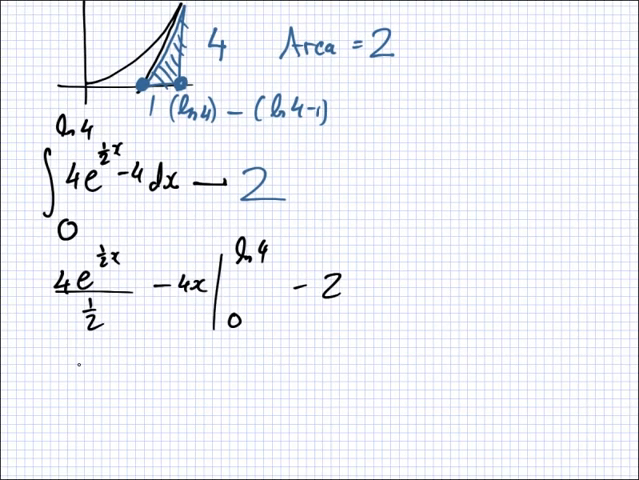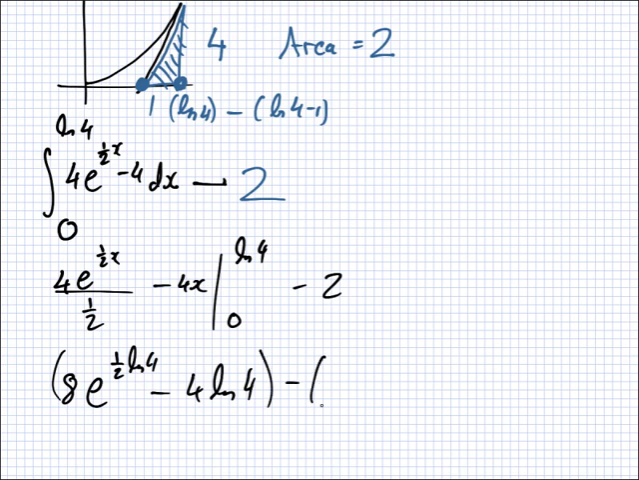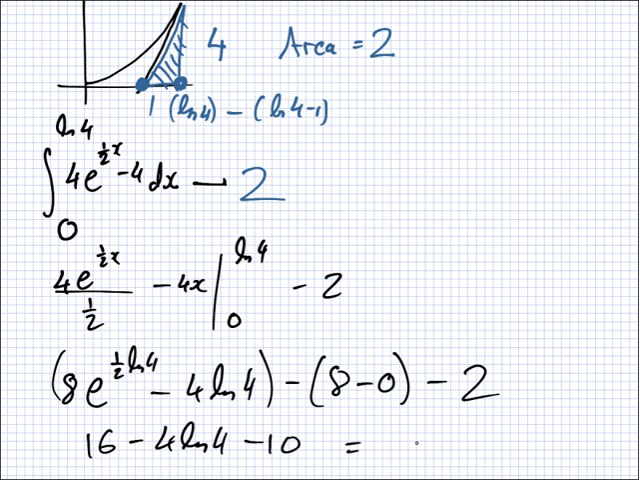And then, what would that be? That would be 8e a half log 4 minus 4 log 4 minus 8 minus 0 minus 2 when you sub them in. So that's 16 minus 4 log 4 minus 10. So I got the answer 6 minus 4 log 4. Okay.